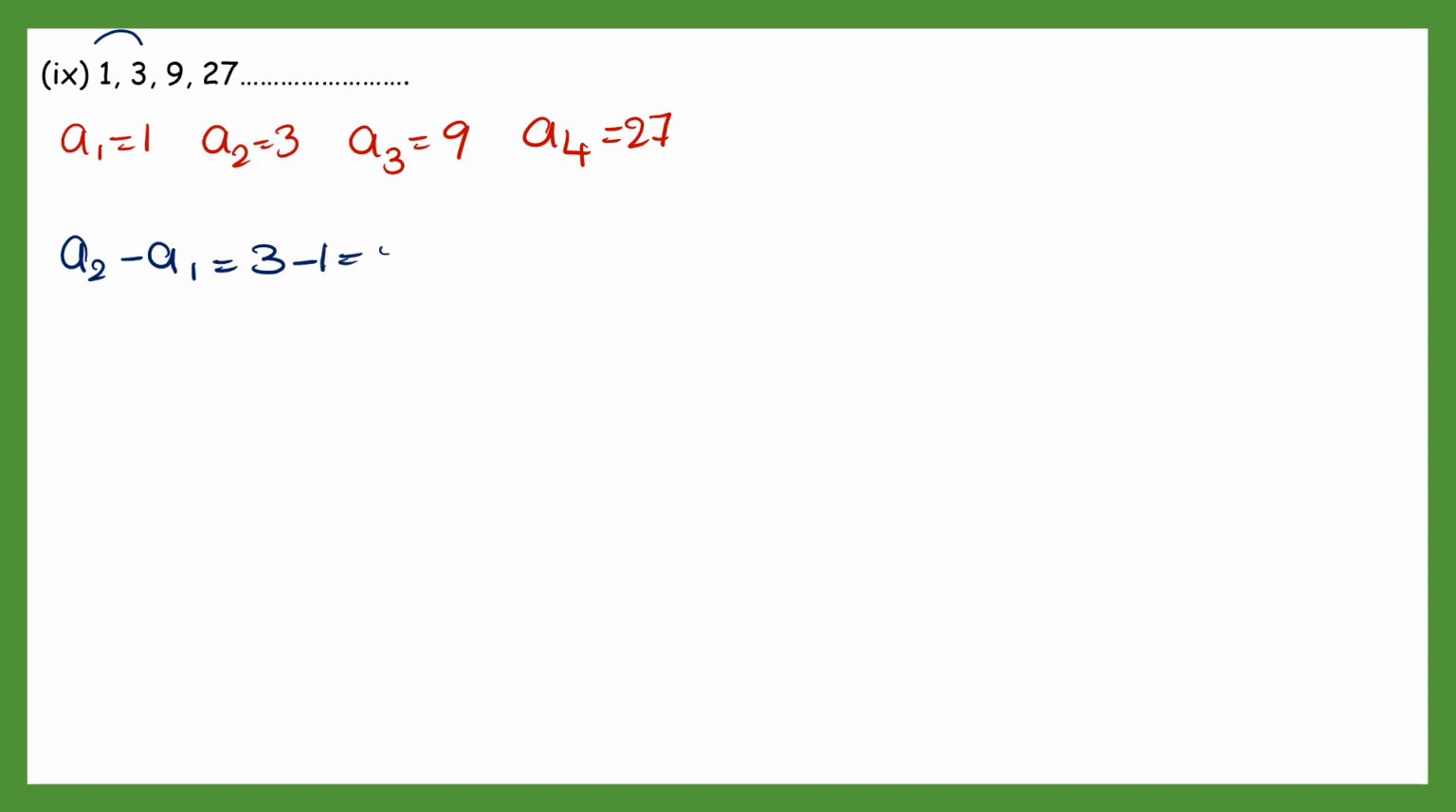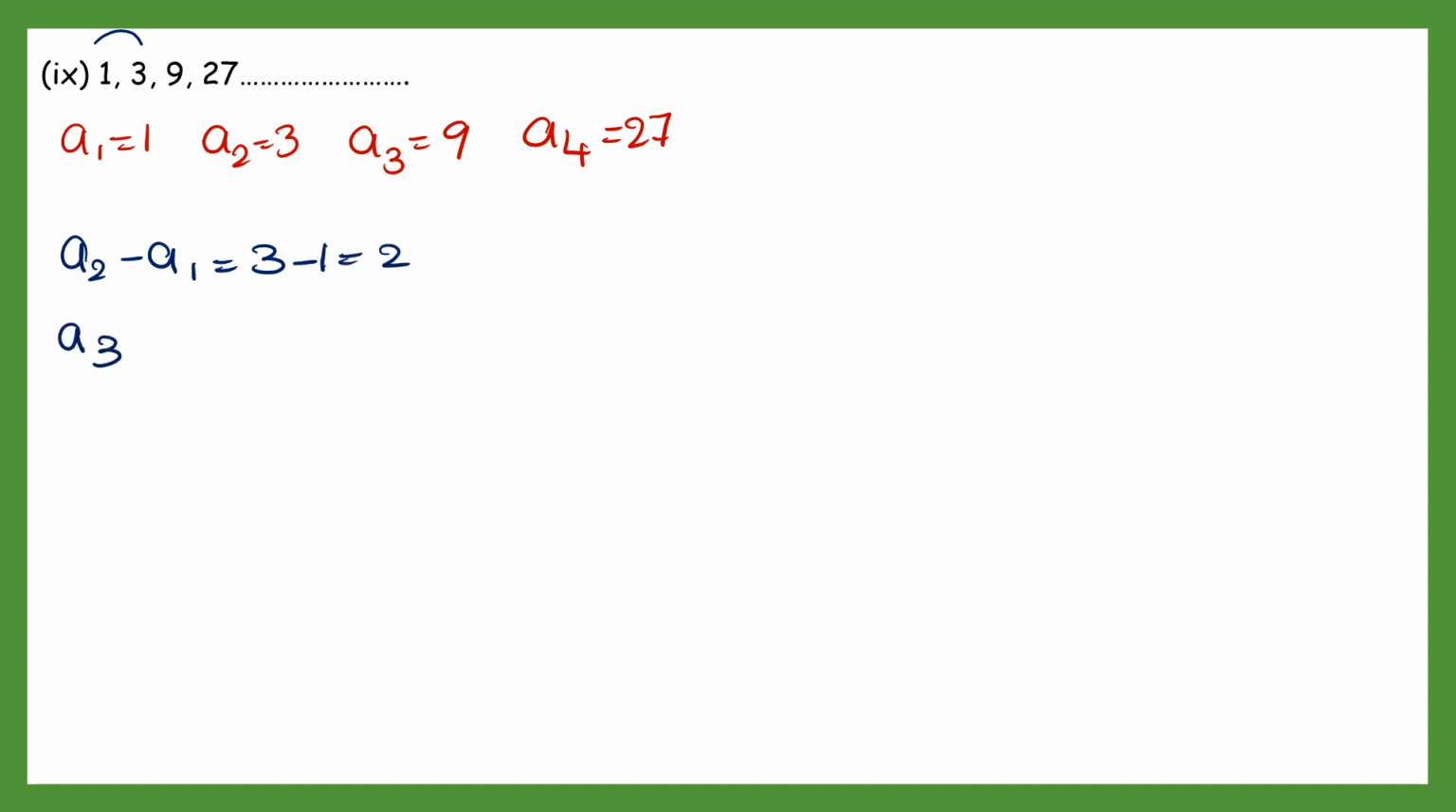Now next question. 1, 3, 9, 27 and so on. The first term A1 is 1, the second term A2 is 3, the third term A3 is 9 and the fourth term A4 is 27. To check whether this is in arithmetic progression or not, let's find the difference between consecutive terms. First and second terms are consecutive, so let's find A2 minus A1. So 3 minus 1 is nothing but 2.